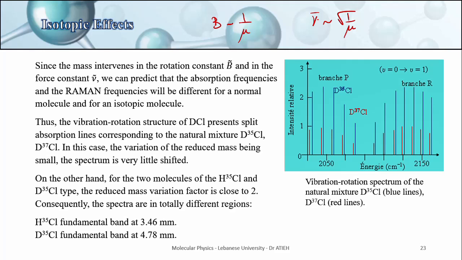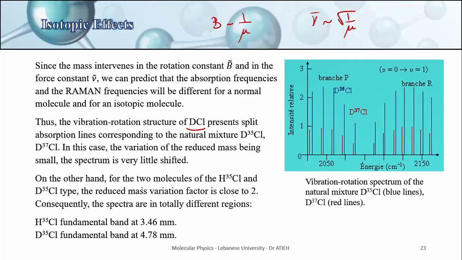This is the vibration rotation structure of DCl. We can see that there is a split in the absorption line corresponding to DCl37 and DCl35. The blue lines correspond to DCl35, which is more abundant in nature, and DCl37 is represented in red, which is less abundant in nature. Because there is a difference in the reduced mass, we can see that the position of the spectral lines is shifted a little bit. But because this variation is small, the shift is small.